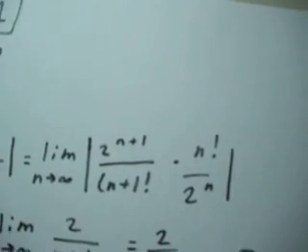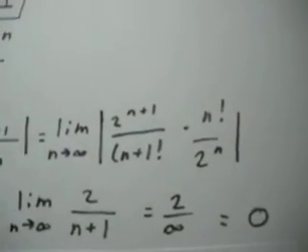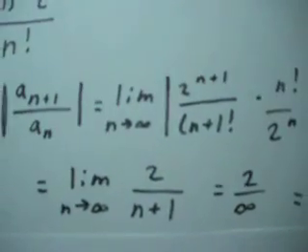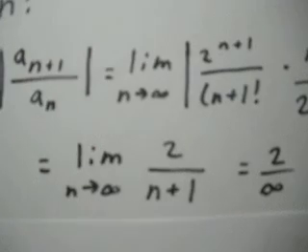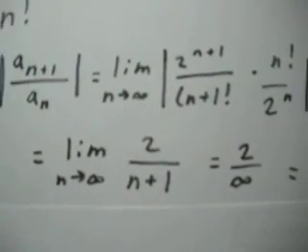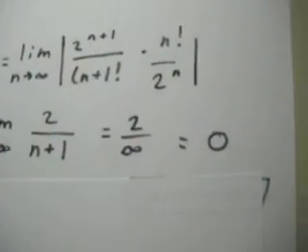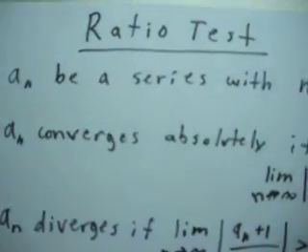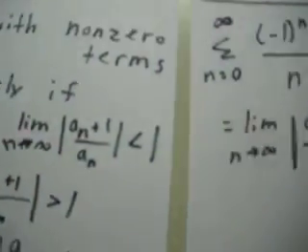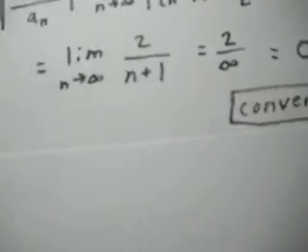And a 2^(n+1), or any other number to the n plus 1, and the same number to the n, will just cancel out to just that basic number. So here we're left with the limit as n approaches infinity of 2 over n plus 1. And when you plug in infinity, you just get 2 over infinity, which equals 0. And by definition, it will converge absolutely if it's less than 1. And 0 is in fact less than 1, so it converges.